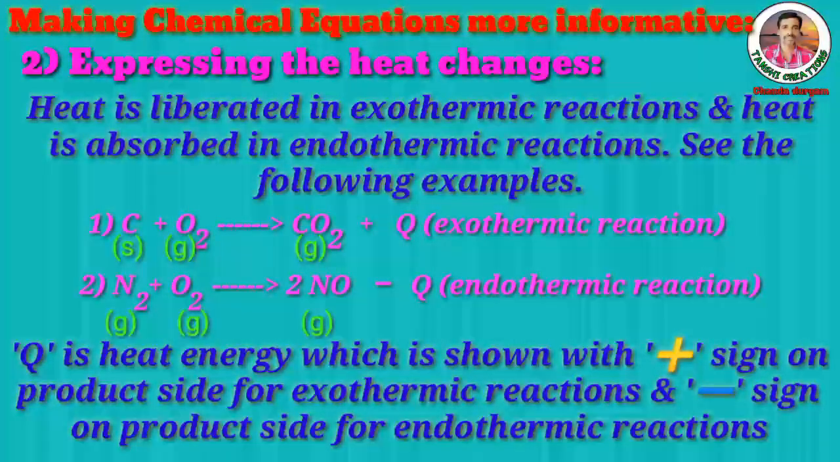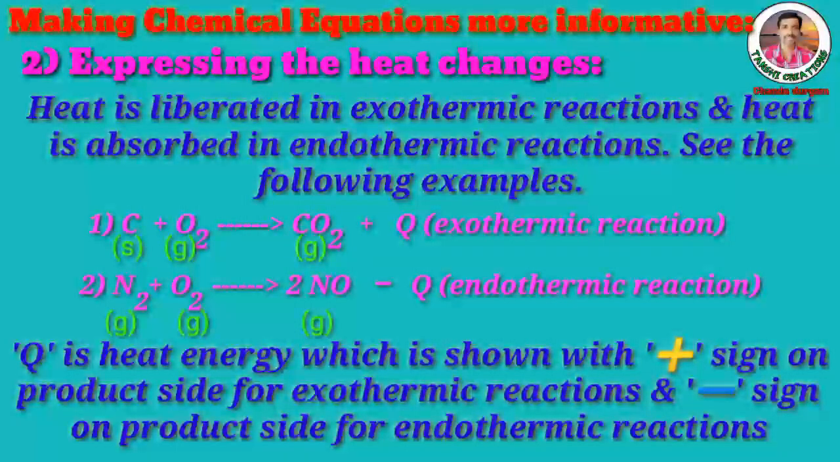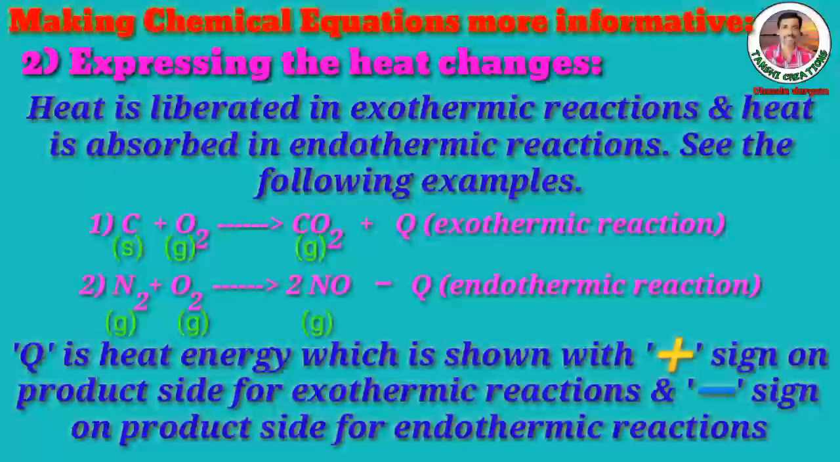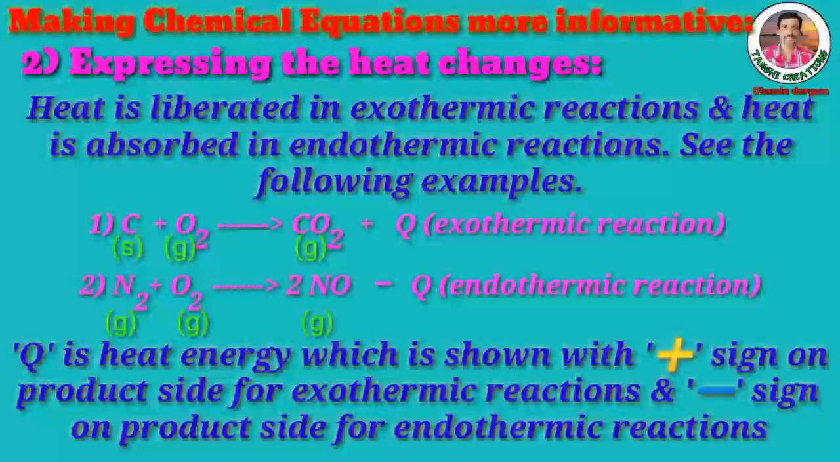Next, number 2, expressing the heat changes. Heat is liberated in exothermic reactions and heat is absorbed in endothermic reactions. See the following examples. Children, observe these two reactions carefully. In these reactions, Q is heat energy, which is shown with a plus sign on the product side for exothermic reactions and a minus sign on the product side for endothermic reactions.